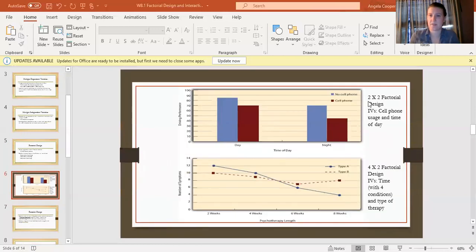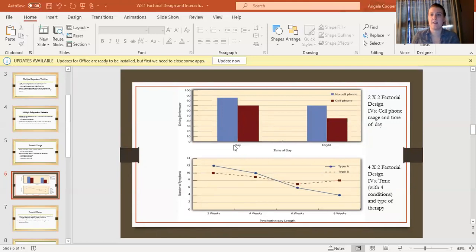So here are some examples of seeing the conditions and what they look like when they're graphed. This bar graph up here is a 2x2 factorial design with our independent variables being cell phone usage and the time of day. So with it being a 2x2 factorial design, we know that there are 2 independent variables, stated as cell phone usage and time of day. And there are 4 total possible conditions. And you can see that by the 4 different bars in this graph here.